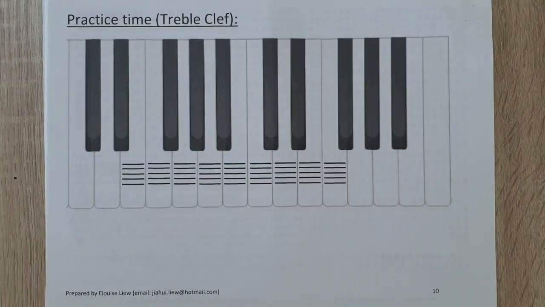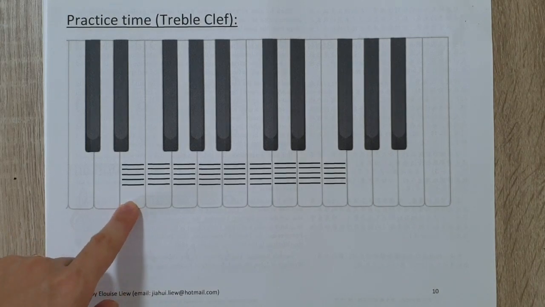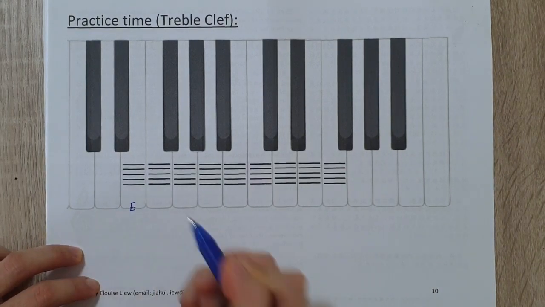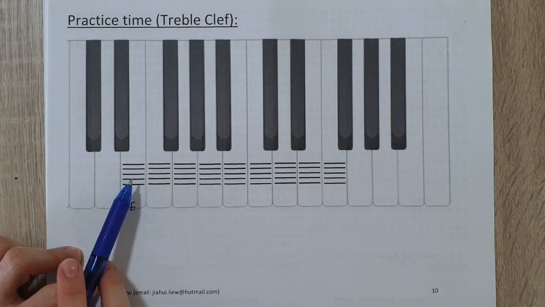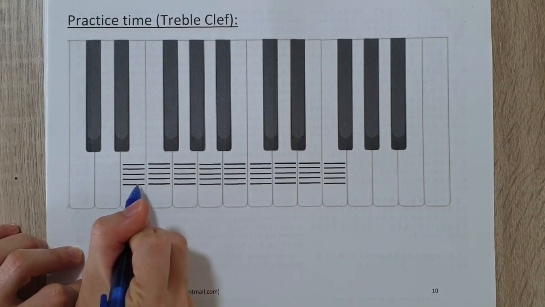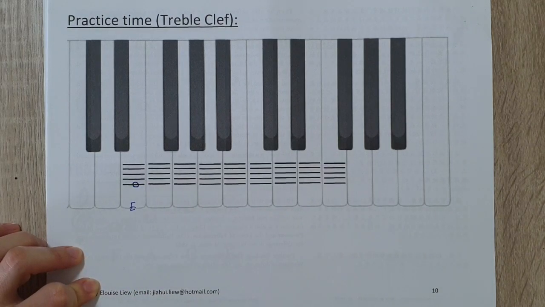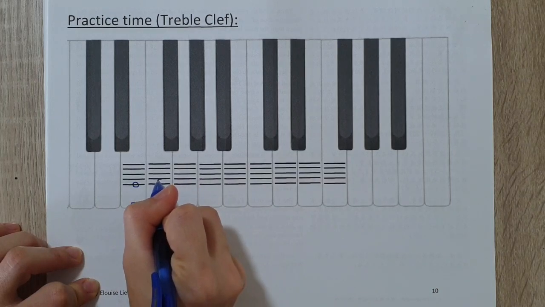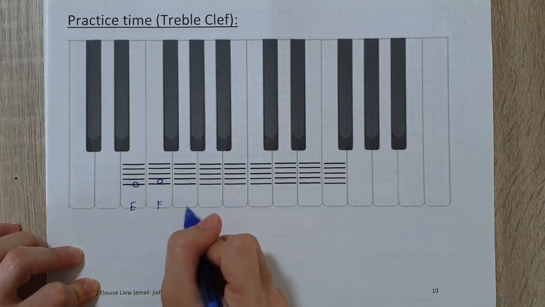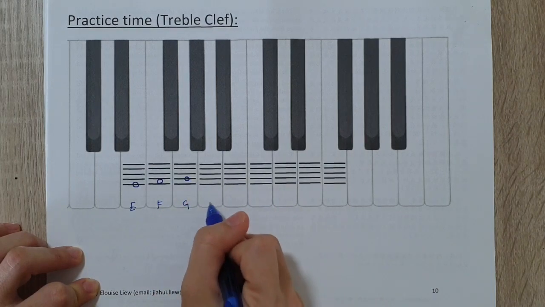Alright. As you know, this key on the piano represents E. So how do we write E on the staff line? E is actually the first staff line, right? Okay, and go up. This will be our F. First space. G, which is the second staff line.